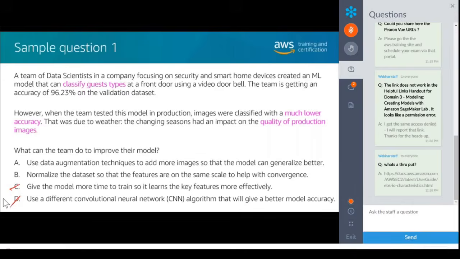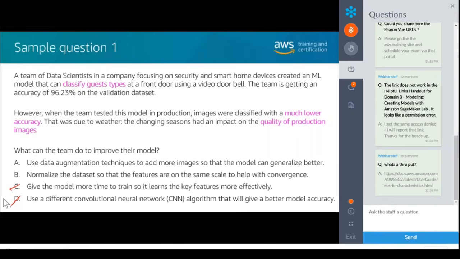So yeah, we can either add more images or we can normalize the data set so the features are on the same scale to help with convergence. So again, the thing is, what do we do here? Well, if we normalize the data set, all we're going to do is probably increase the fit, right? Now, if you're not able to follow this, by the way, then you need to learn a little more machine learning, right? Remember, this is a 300 level exam. So our goal is to show you where you're lacking, so that way you know what to study.